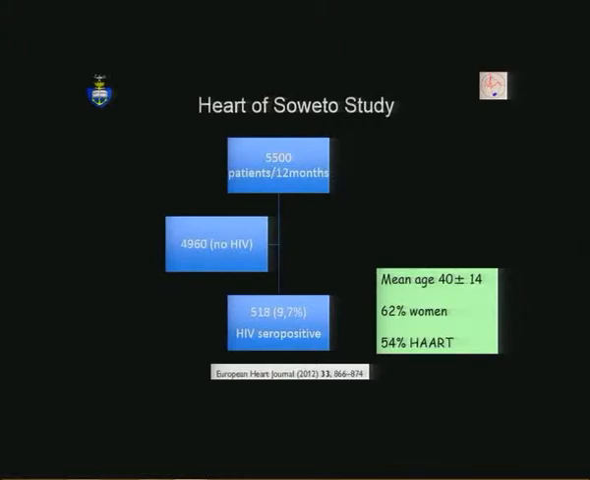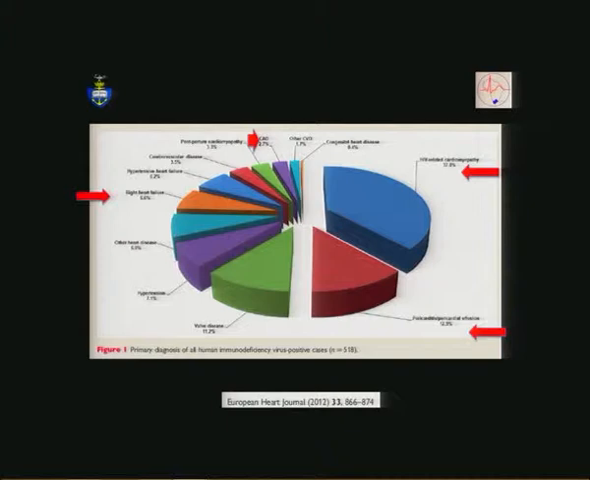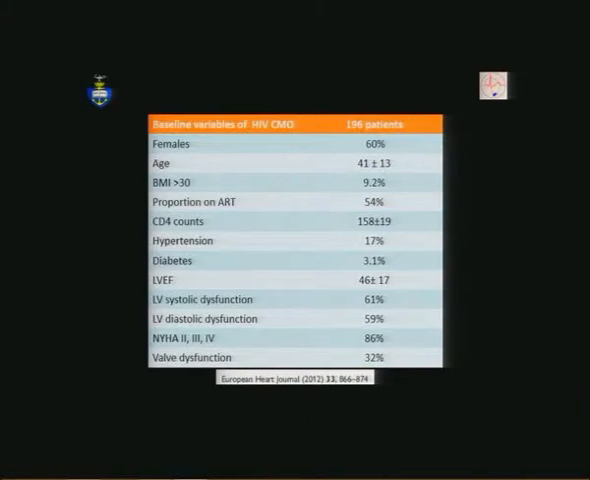Mean age was around 40, 62% of them were women. And again, it's relevant that 54% were on antiretroviral therapy. Of these patients, again, what we see is that HIV-associated cardiomyopathy was the dominant lesion, with pericardial disease following closely. The spectrum of disease included what we normally see in other settings, but whether or not HIV actually contributed to, say, hypertension or valve disease or right heart failure isn't exactly clear.